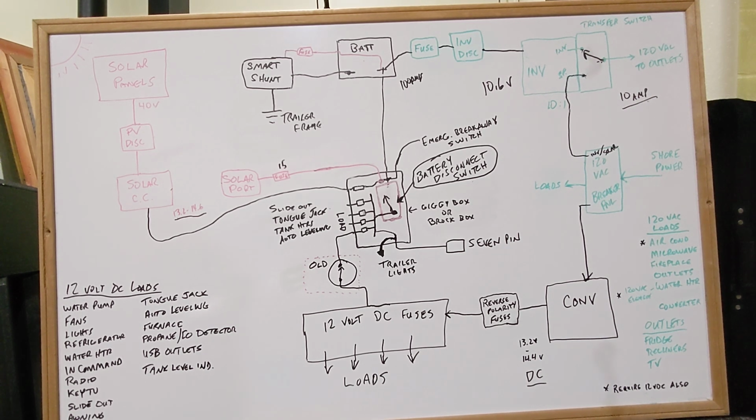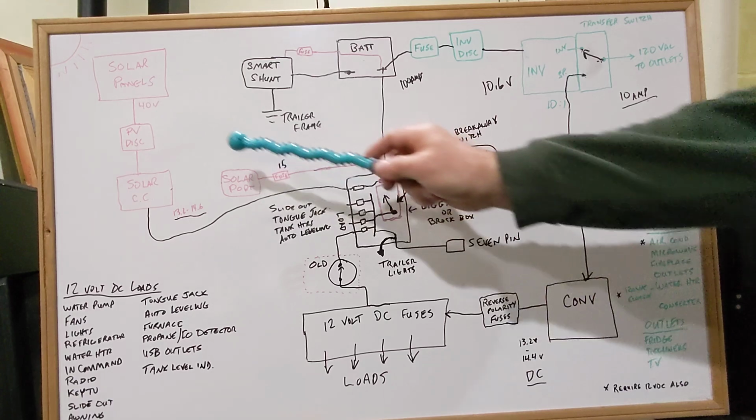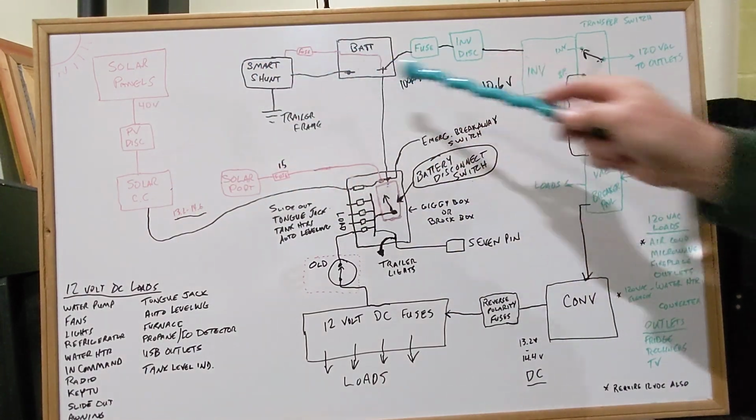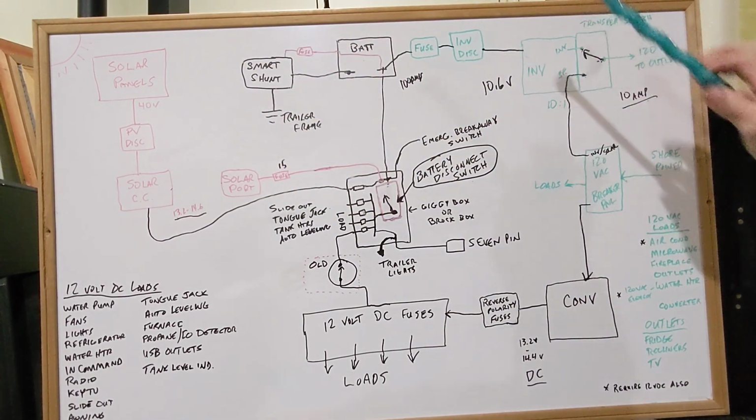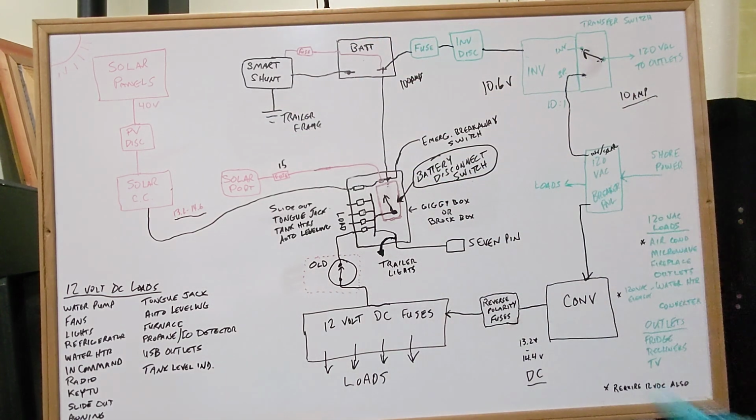So that is how the power system all works, how all the different components interface with each other. Once again, solar is solar, smart shunt is smart shunt, inverter is the inverter. Separate and independent devices. They do different things, different functions. They don't rely on each other, you can have one without the other.